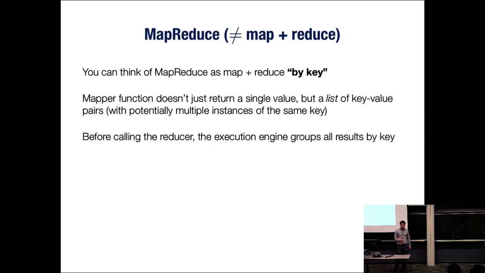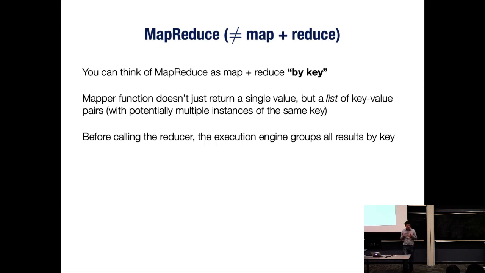So the first one is that the mapper function in MapReduce does not return a single item. It does not return a single thing, which is the application of that function to that element in a list. It returns an entire list of key value pairs. And I'll talk about what I mean by that in a second. We'll have a lot of examples that'll hopefully make it more clear. So the mapper, for a given single input, will return a list of key value pairs.